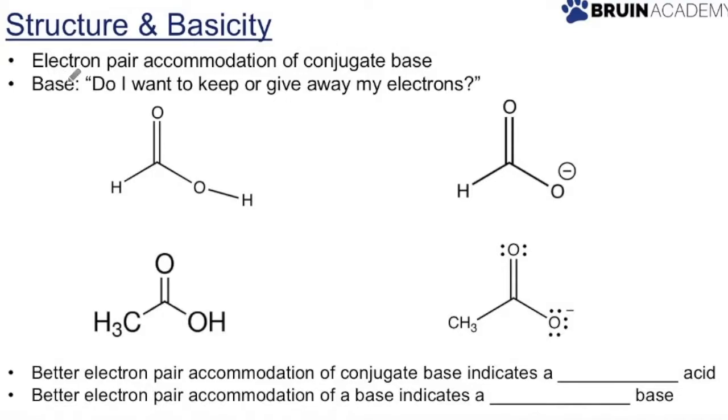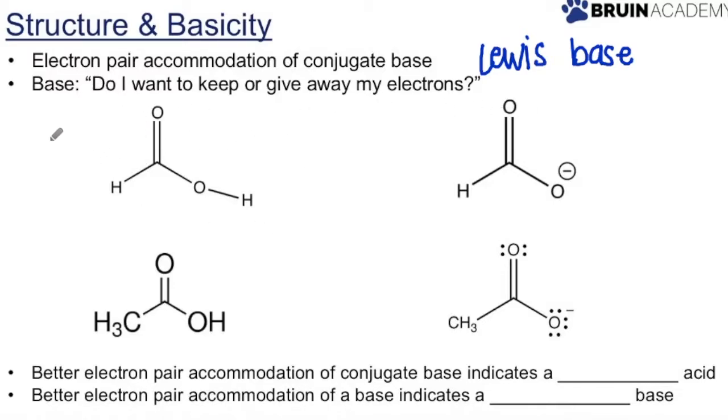Something that's really helpful to ask yourself when you're doing problems in acids and bases, from the base's perspective, is: do I want to keep or give away my electrons? There are certain factors that we'll go over in a later slide that affect whether or not the base wants to keep or give away its electrons. And this is in reference to the definition of a Lewis base, which, as you remember, is an electron pair donor.